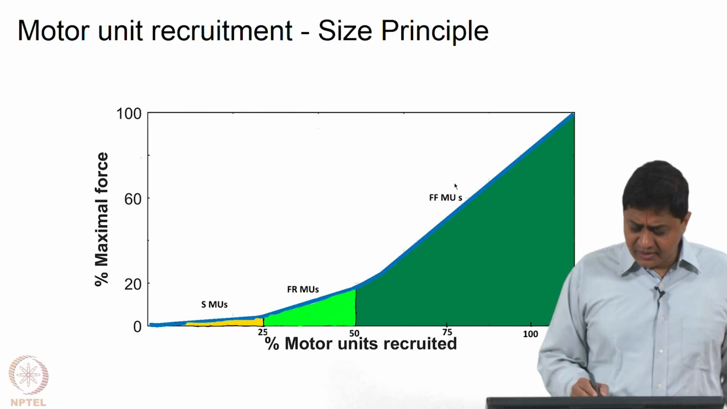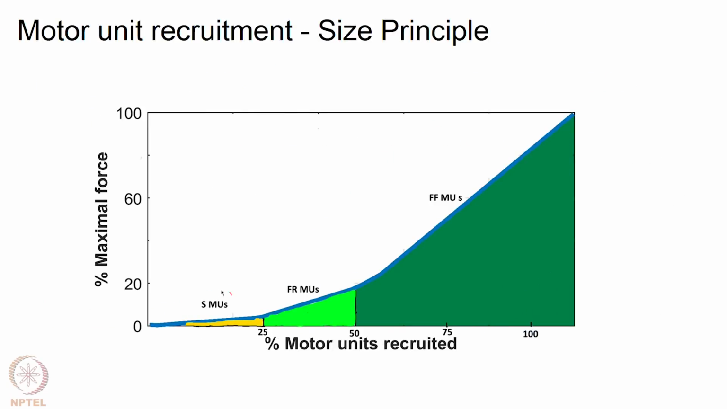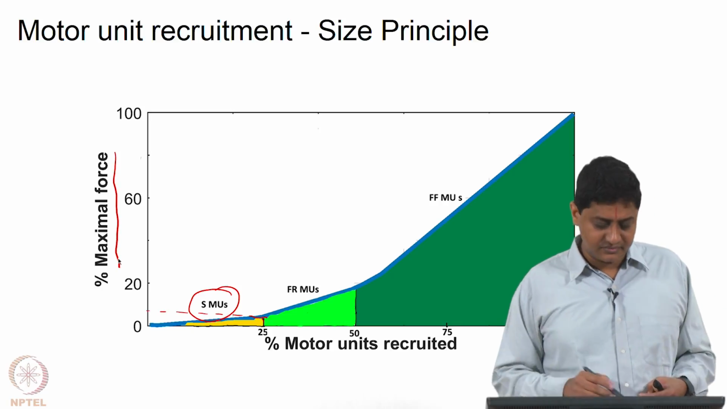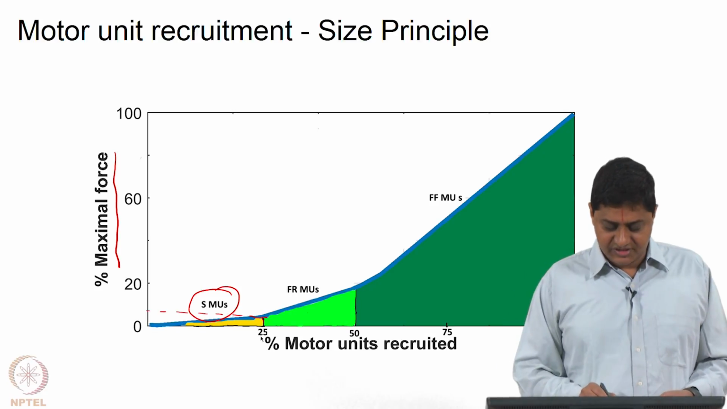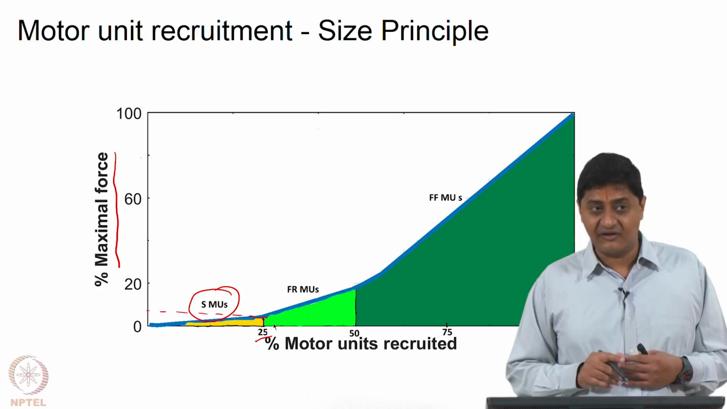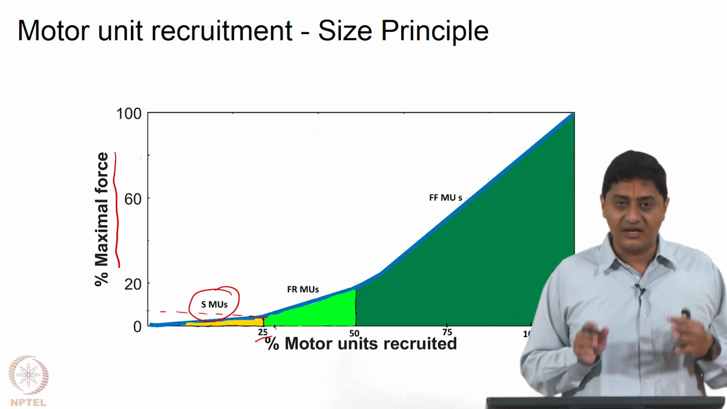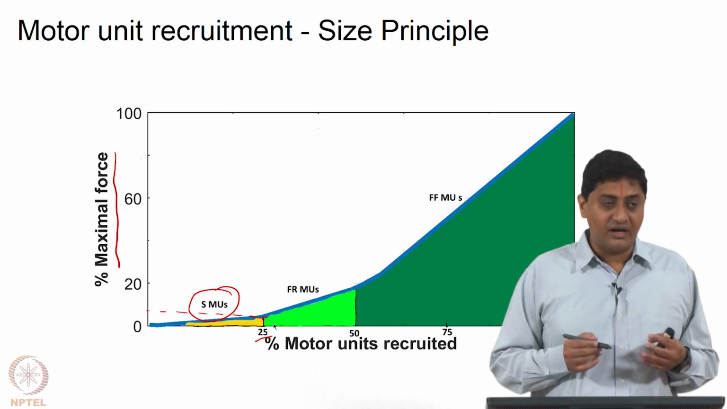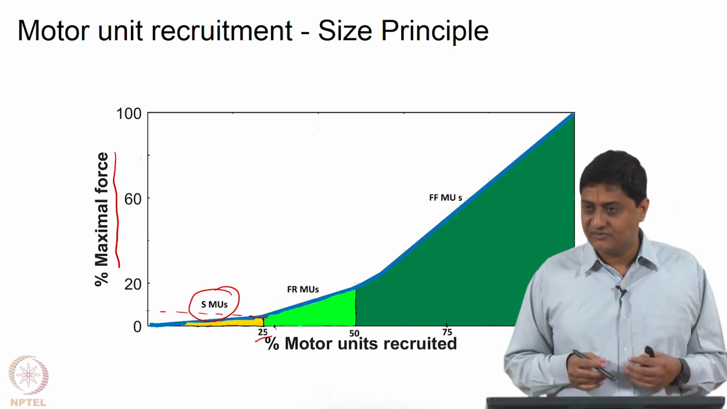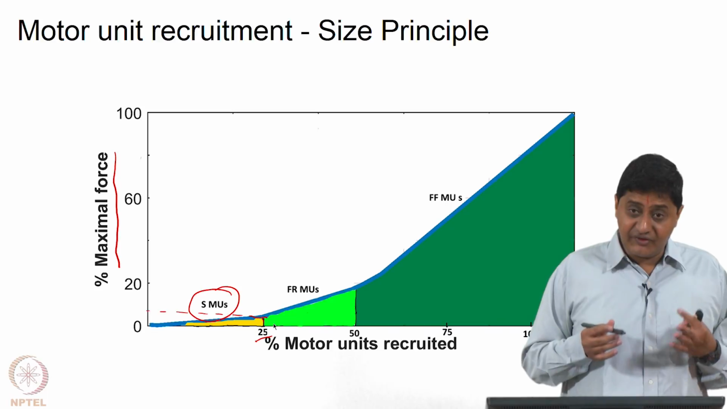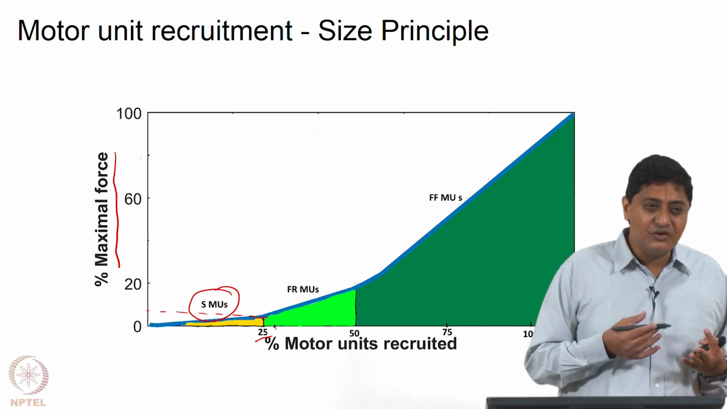So, what happens is usually the small motor units are recruited first, about 25%, and the maximal force achieved is less than 10% of the maximal force. This is the percentage of the maximum force that can be produced. Say if the maximum force is 100 newtons for the sake of discussion, then 25 of the 100 available motor units together produce less than 10 newtons.